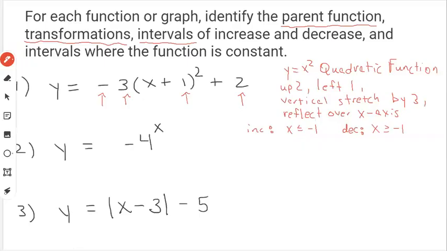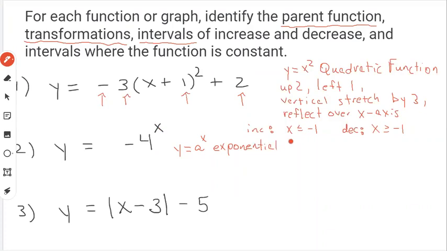Okay. So that's number 1. Let's look at number 2. What is the parent function for this one? We have a number raised to an x power, right? So this is the exponential function, y equals a to the x power.